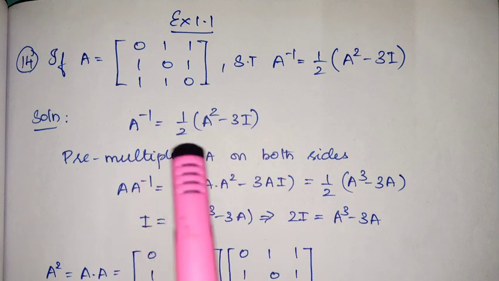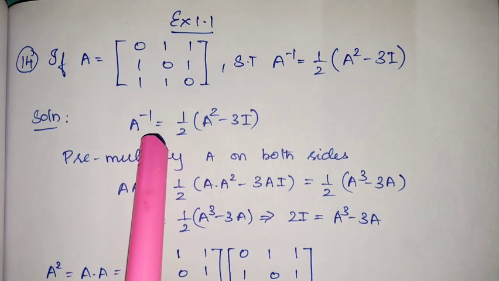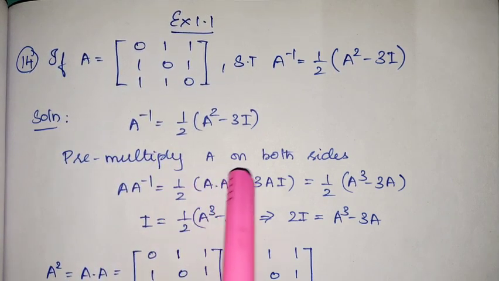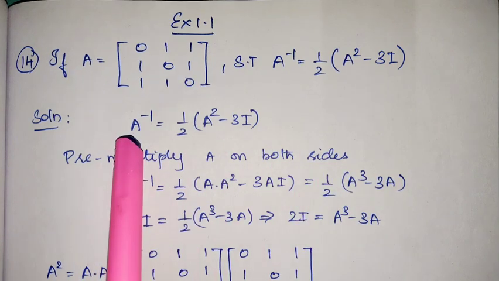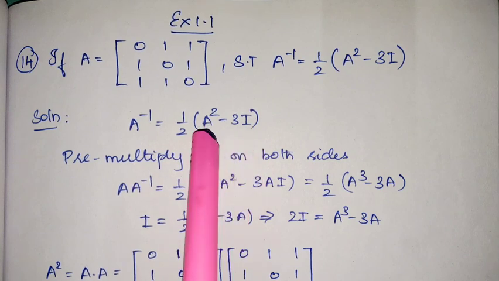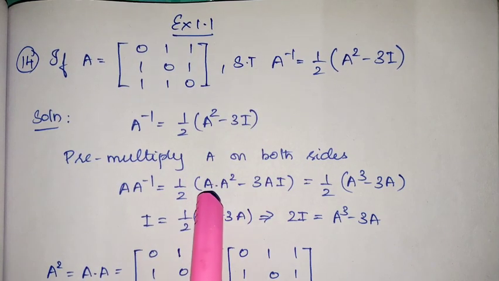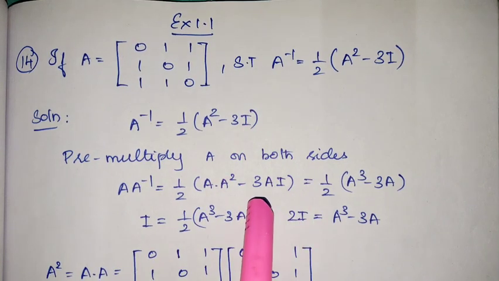We know that A inverse into A is equal to I. So I am going to make this as I. To do so, pre-multiply by A on both the sides. So A we will multiply on the left hand side as well as on the right hand side. Right hand side we have two terms, so here and also here. So A square is pre-multiplied by A and I is pre-multiplied by A.